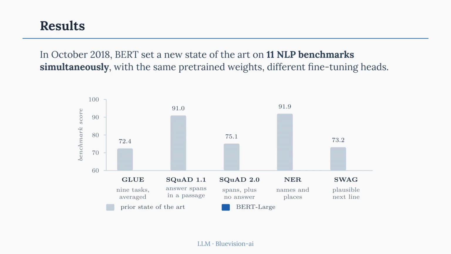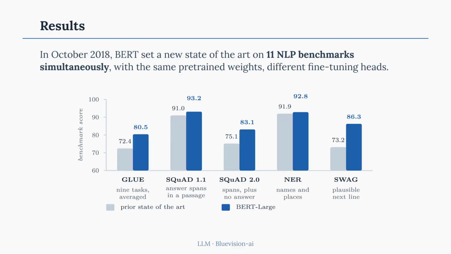And before you read the bars, notice the axis starts at 60, not 0, because the interesting range is the top third. Now, BERT Large, in blue, 1 bar per benchmark, all from the same pre-trained weights. And you can see it at a glance. Every single bar is taller. Not most of them, every one. And here's the size of each move, measured against the old level.